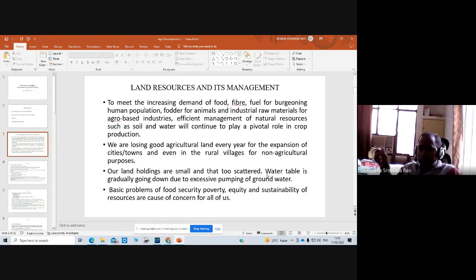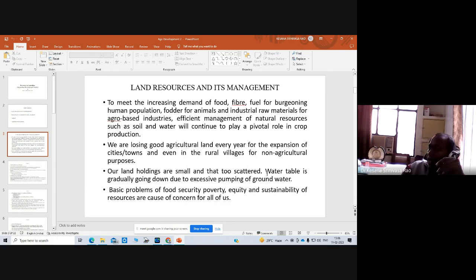Okay. Soil fertility is very, very important. And water: if there is no water, there is no crop, whether it is rain fed or river or canal water. Through any source, water is one of the most important factors. We are losing good agricultural land every year to the expansion of cities, towns, and even rural villages for non-agriculture purposes.